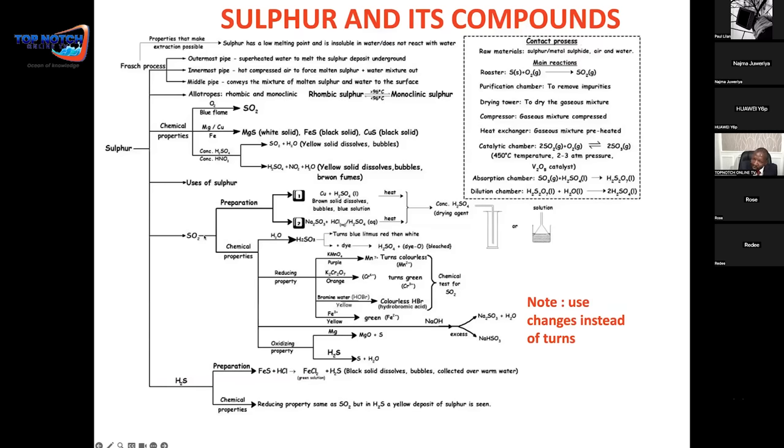This one is sulfur 4 oxide. But in hydrogen sulfide, there is a yellow deposit of sulfur. When hydrogen sulfide reacts, there is formation of a yellow solid.